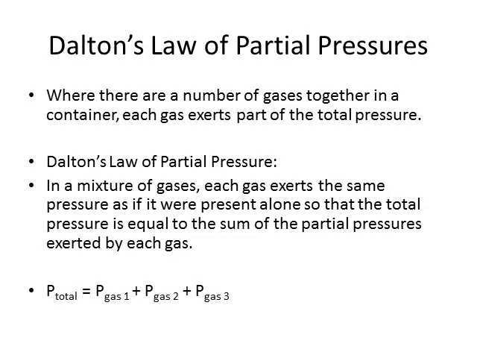So Dalton's law of partial pressure states that in a mixture of gases, each gas exerts the same pressure as if it were present alone, so that the total pressure is equal to the sum of the partial pressures exerted by each gas. Let's say, for example, there are 3 gases in a container. So the total pressure, or P total, would be equal to the pressure of gas 1 plus the pressure of gas 2 plus the pressure of gas 3. This is Dalton's law of partial pressures.